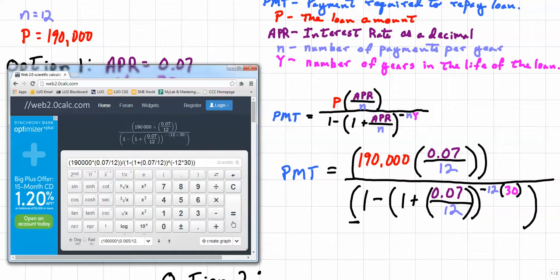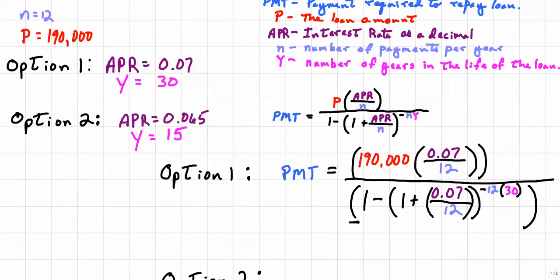So then we'll go ahead and we'll left click equals, and we end up with this number right here that I've just highlighted in blue, $1,264.07. Since the problem told me to round to the nearest whole number, I'll go ahead and state that PMT for this particular part of the problem is going to be equal to $1,264.